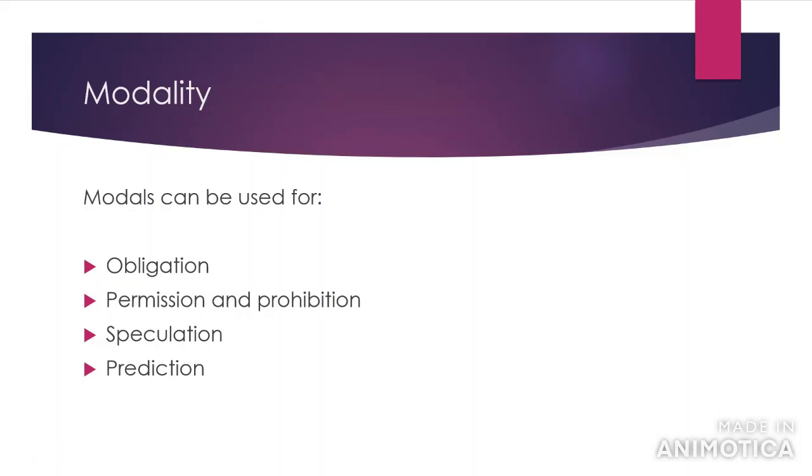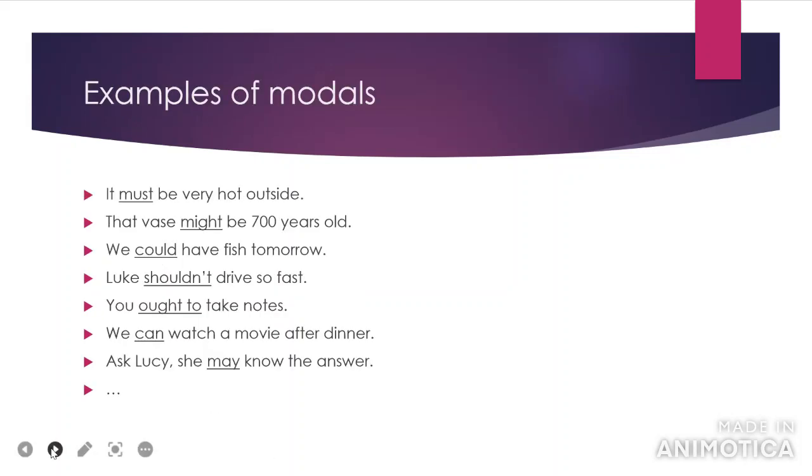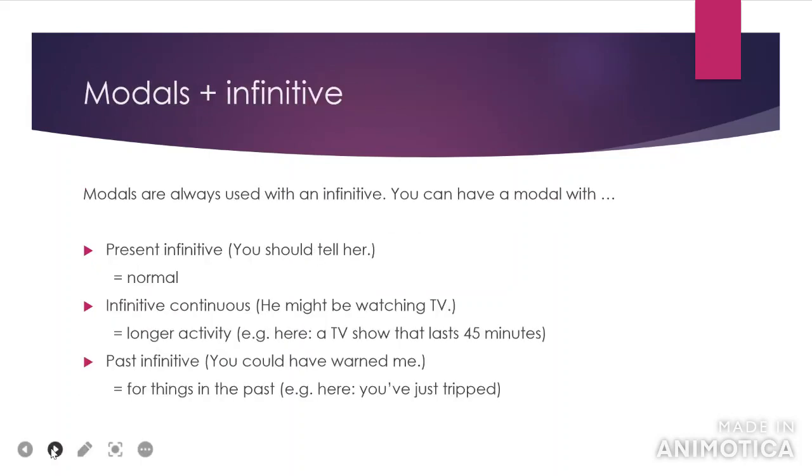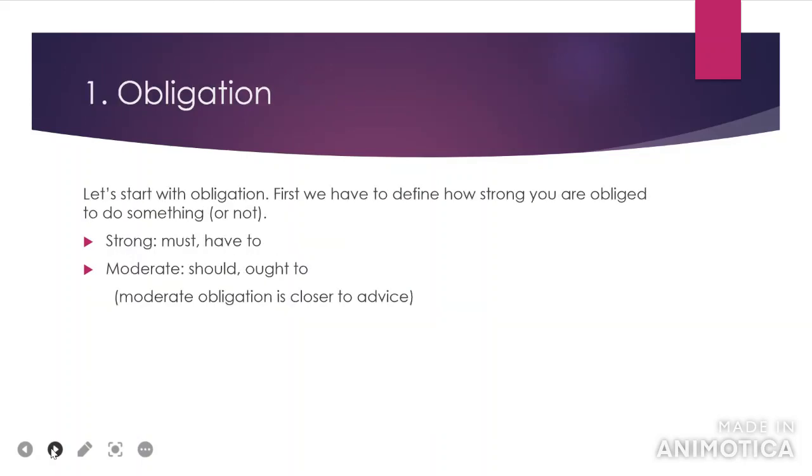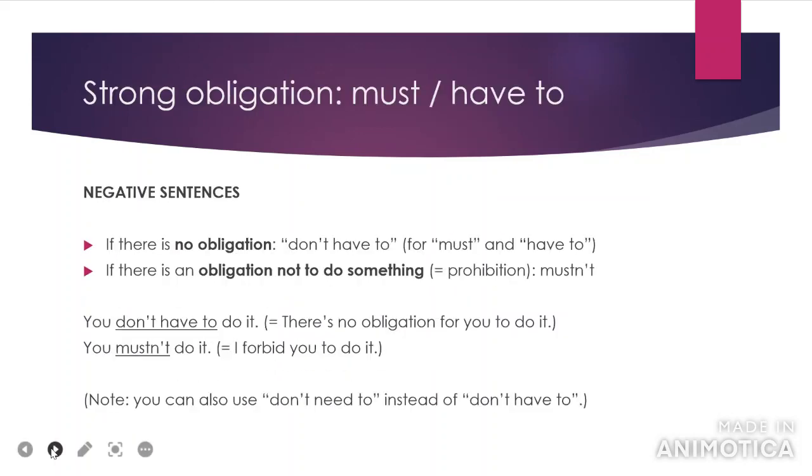So if you go back to your grammar presentations, you can see obligation, permission, prohibition, speculation, and prediction are things you can use modals for. I gave you some examples, and I also told you that we have a present infinitive, infinitive continuous, and past infinitives. And these were the ones we were particularly reviewing this lesson, past modals. So must have, ought to, and should are used for obligation. You can find that, and all the information is in there.